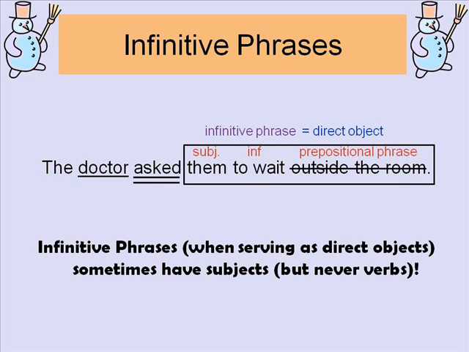Now, when we have an infinitive phrase that acts as a direct object, it gets a little more complicated because sometimes, but not always, that infinitive phrase can have a subject. Now you're saying, wait, I thought phrases couldn't have subjects and verbs. Well, they can have a subject, but not a subject and a verb. So this infinitive phrase has as its subject them, because it sort of answers the question, who is to wait? And while to wait is not the verb, it is a verbal, so it kind of has some similarities in a phrase like this.